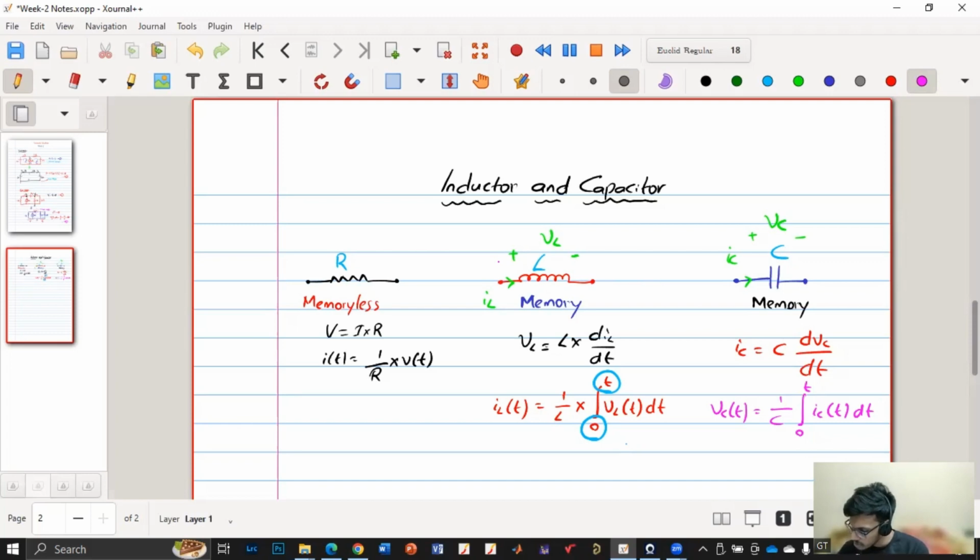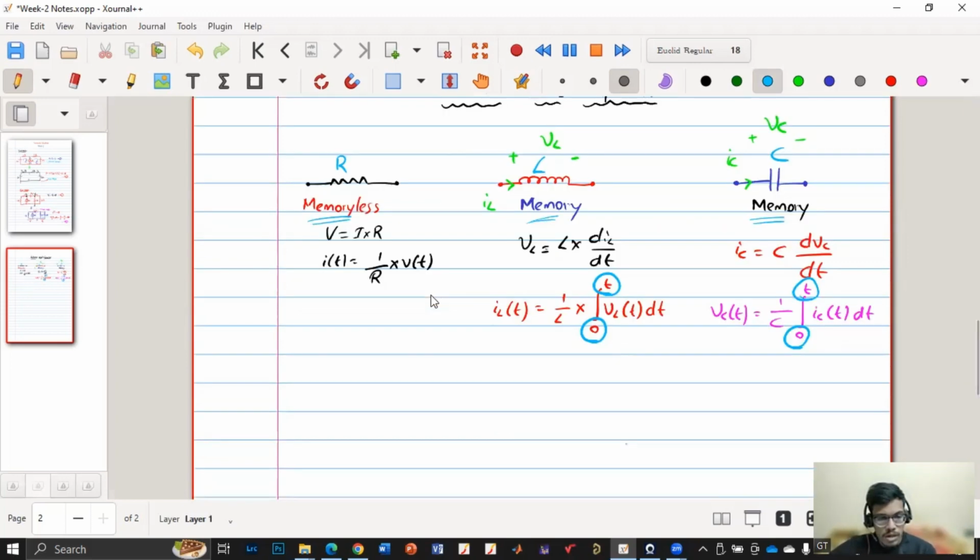In this case, the same thing is happening. It needs the information from 0 to t. So again, it needs the information of the capacitor current in the past. So it is having some memory. Depending upon that, the present capacitor voltage is decided. That's why we say the resistor is memoryless and these two are memory elements. So this is one aspect. Say this is point 1.